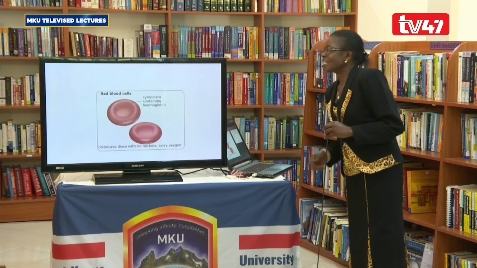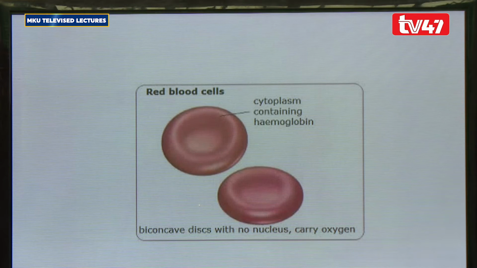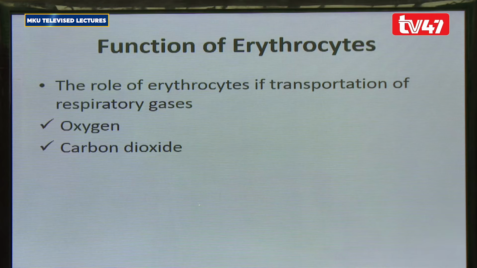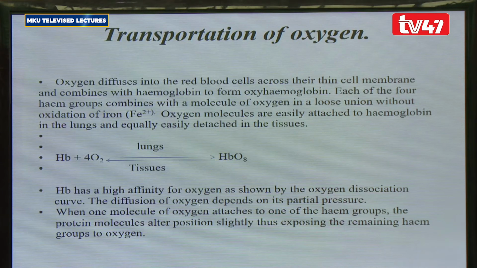Now, having looked at the structure of the red blood cells, described as biconcave discs, this is what the red blood cell looks like. You can see it is indented on the inside. That is what we refer to as the concave curve, and it is on both sides, which is why we call them biconcave discs. All red blood cells are similar, so you don't have different types of red blood cells. Their function, as we said, is basically transportation of the respiratory gases, which are oxygen and carbon dioxide.